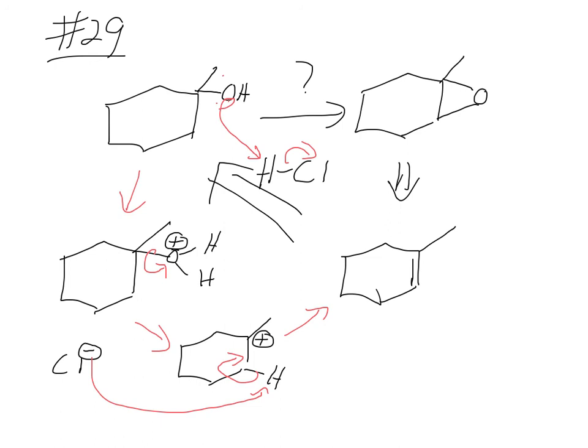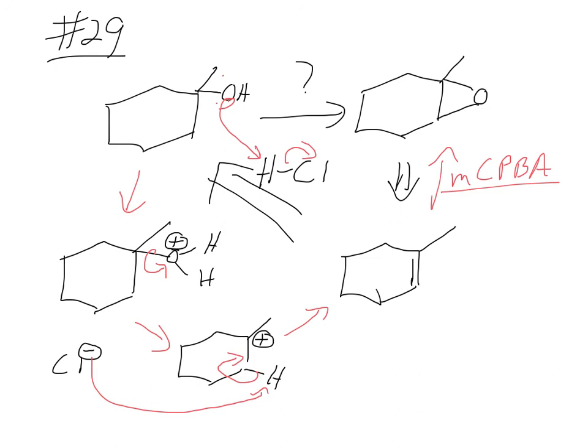And then the final step would be MCPBA, metachloroperbenzoic acid. It's just a way to turn an alkene into an epoxide. Now, this is not the way you can do it on Sapling. This is one way. They hold you back because they only give you so many reagents. So I do it this way.